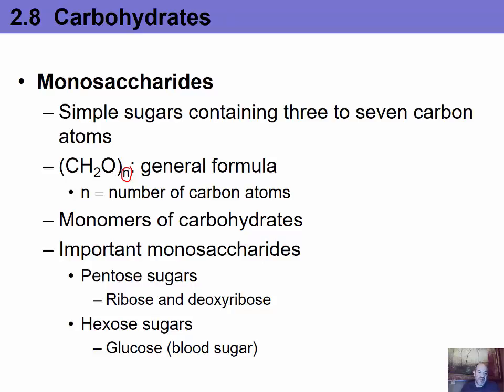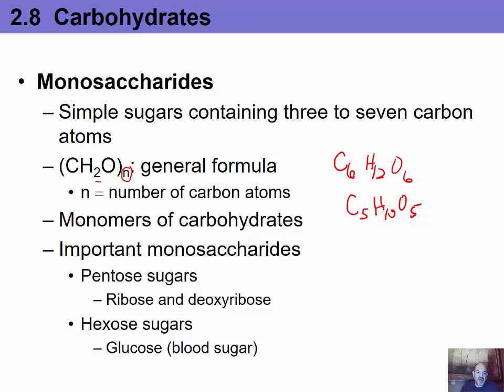So if we have 6 carbons, then it would be C6H12O6, because we have to multiply the 6 by the 2, and then O6. If it was a pentose, so this is actually a hexose, hexa meaning 6, then it would be 5 carbons, so that would be C5H10O5.